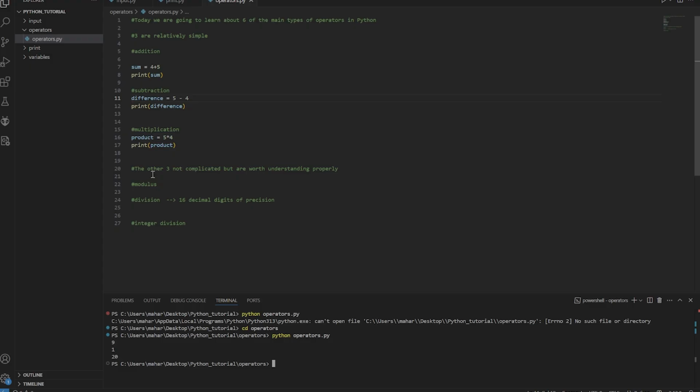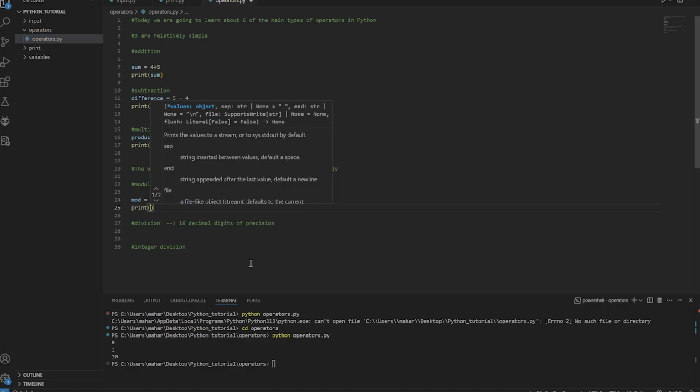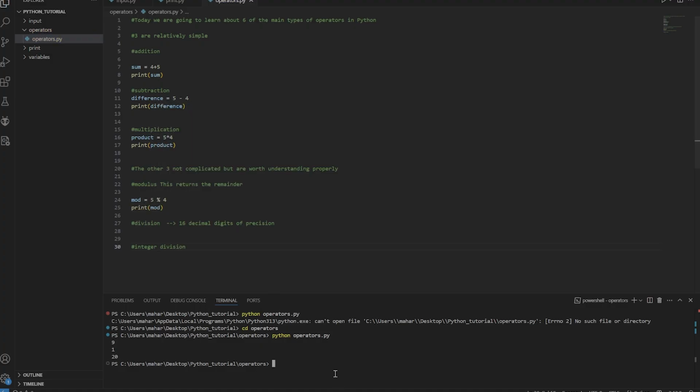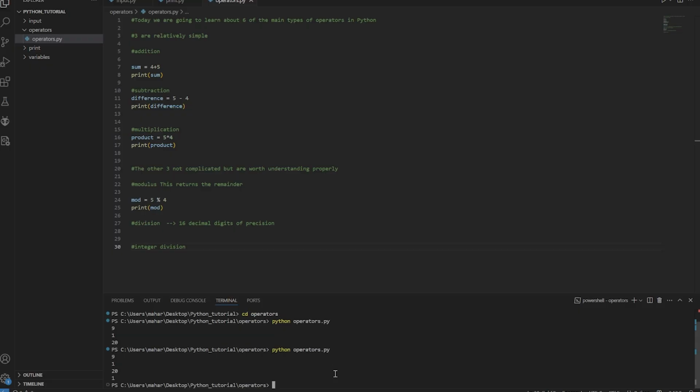Now, the other three are not complicated, but are worth understanding properly. So first is modulus, and this returns the remainder. So let's say I have something called mod, which will be my variable, is equal to 5, and the modulus operator is the percent sign. 5 mod 4. What's the remainder of 5 mod 4? Well, 5 divided by 4 leaves a remainder of 1. Therefore, if I print my answer, print mod, this should be equal to 1.